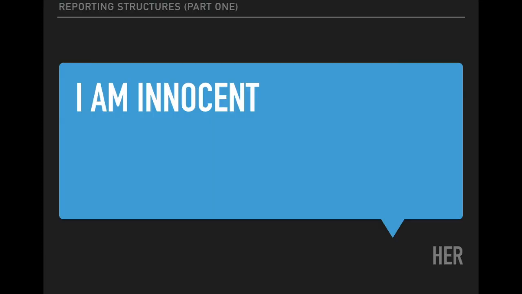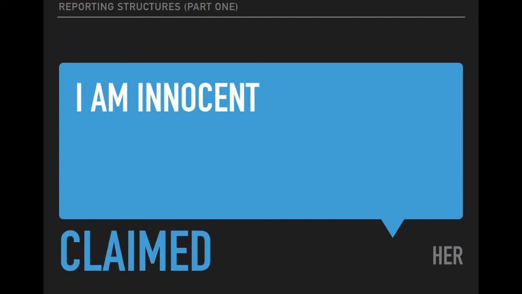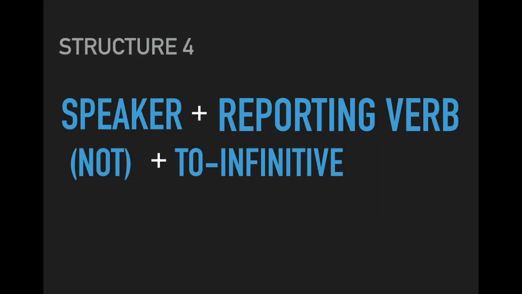All right, we're going to do one more with this video, and I'll soon be sending you 2 more videos, one with the rest of the reporting structures and one with impersonal structures. So this is the last one. And we'll report this sentence, I am innocent, using the reporting verb claimed. Now, you might notice that claimed was also included in structure number 1. Claimed is one of the verbs that can be used in different ways. So you have to be careful to understand the sentence being reported and choose which one fits. So this time we're using claimed with structure number 4.